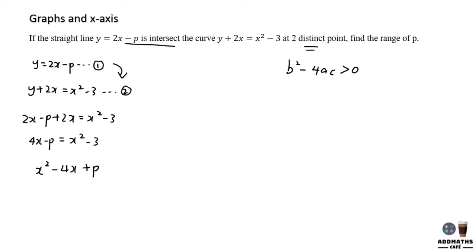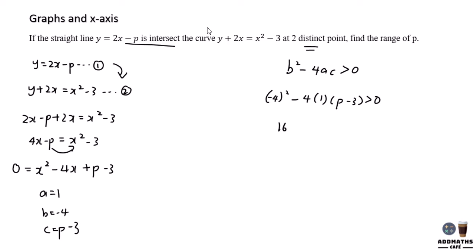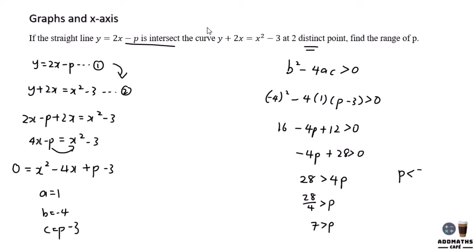You will have this equal to 0. Alright, so I bring everything on the left side to the right side. So I know that a is 1, b is negative 4, and c is p minus 3. Alright, so apply all the a, b, c values into the formula. So you have negative 4 squared minus 4ac and more than 0. So 16 minus 4p plus 12 more than 0. So negative 4p plus 28 more than 0. And 28 more than 4p, and 28 divided by 4 more than p, 7 more than p, and p less than 7.